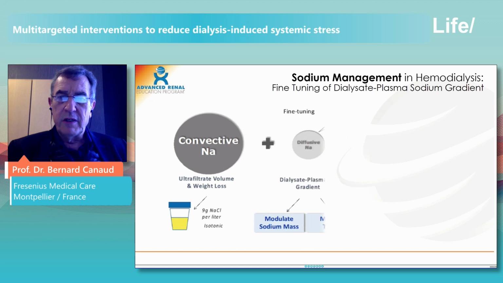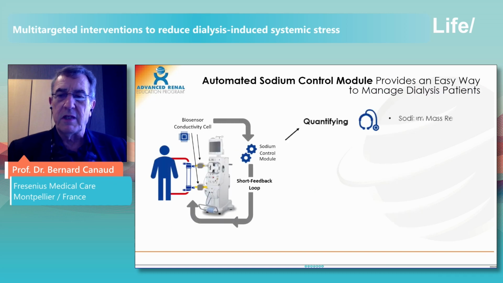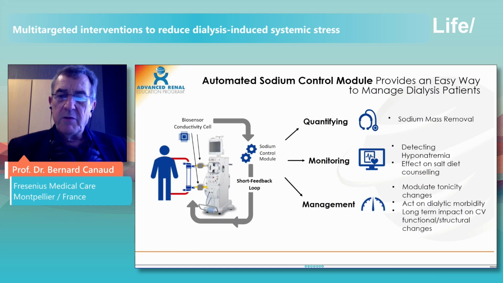So the last point is sodium management, and we know that we have another way of acting. We know that almost 80 to 90% of the sodium is removed by the convective action or the ultrafiltration, but we can act on the fine-tuning on the diffusive one, which is the dialysate plasma. This is a way to modulate sodium mass removal, but also to modulate tonicity of the patient, which is very important for dialysis tolerance and to reduce certainly the thirst. So we get on the machine a new device or option, which is called sodium management.